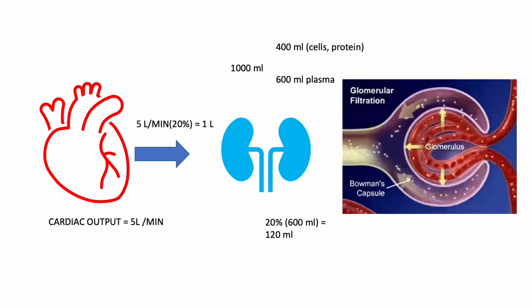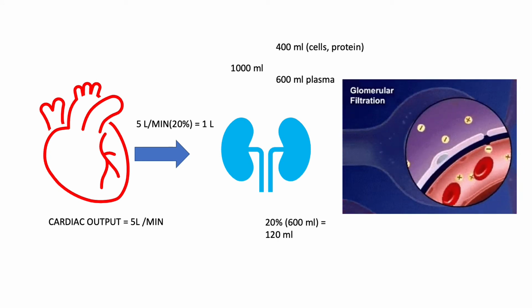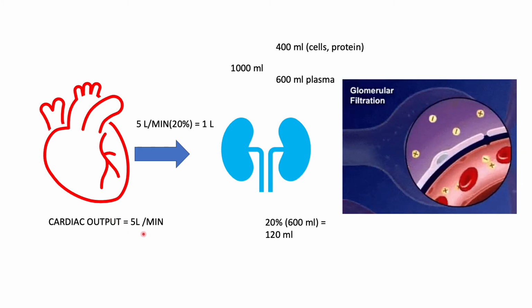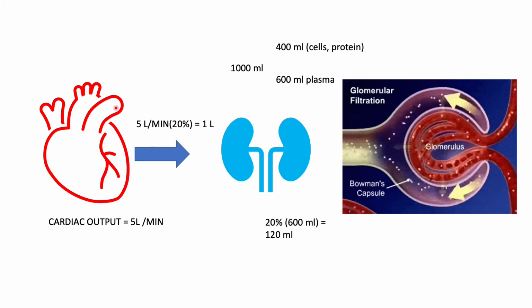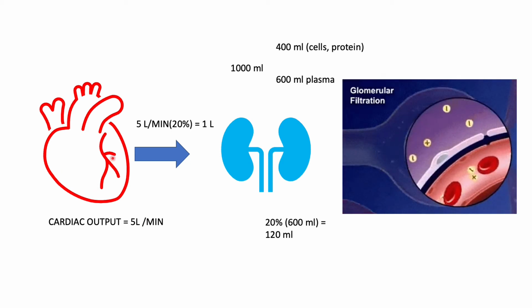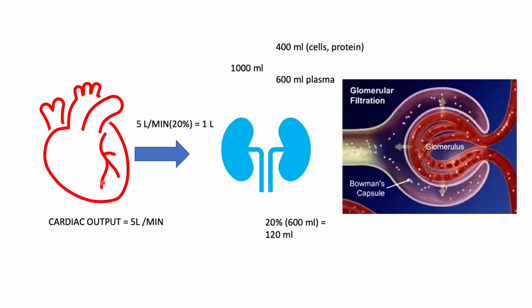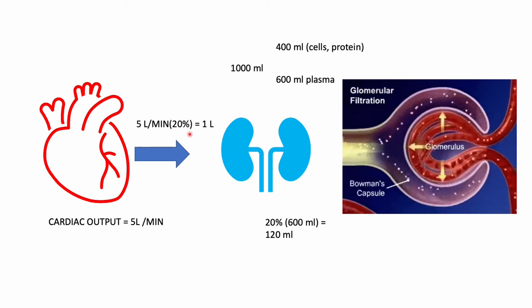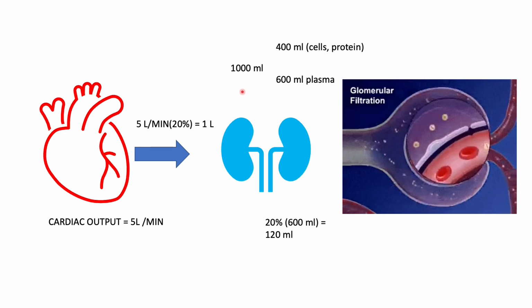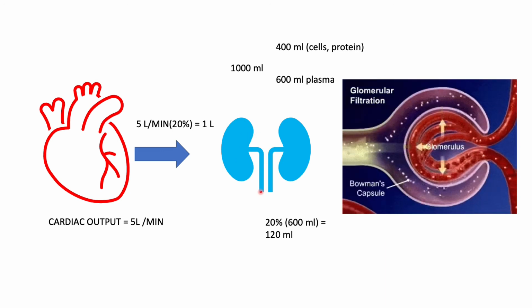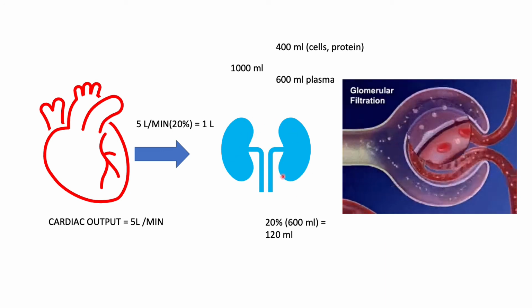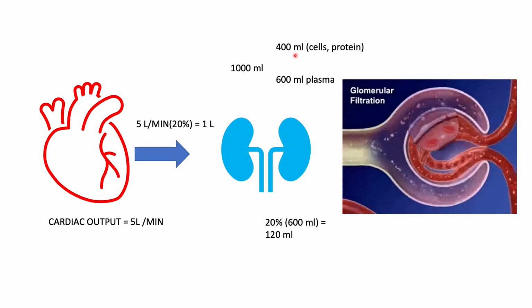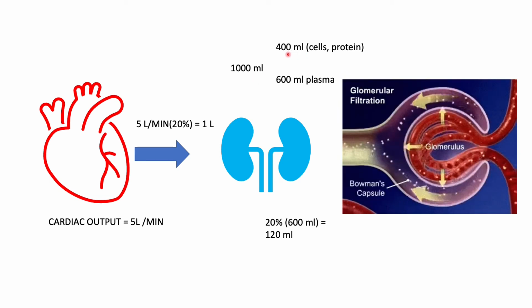So now, class, we will discuss how urine is formed. So let's start first in the heart. So around 5 liters of blood is pumped out from the heart every minute. Okay? Now, of that 5 liters of blood, 20%, around 1 liter or 1,000 milliliters, will go to the kidneys.